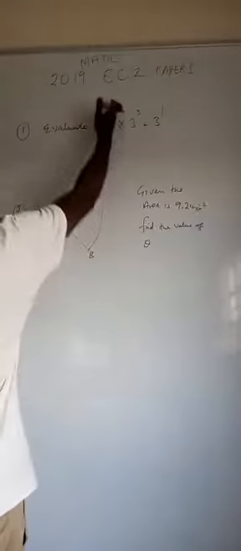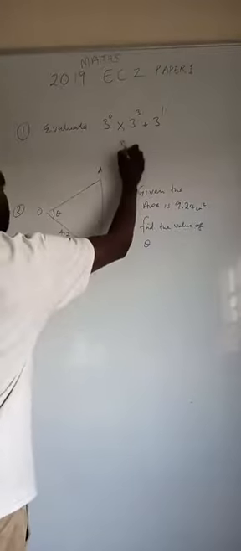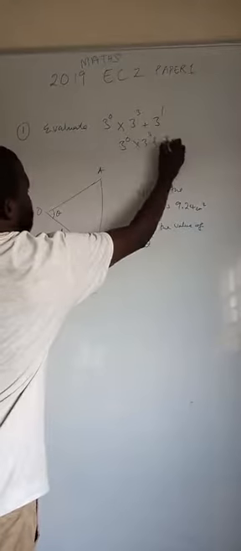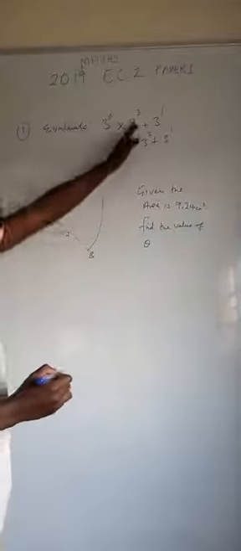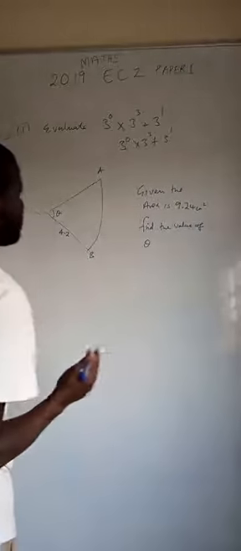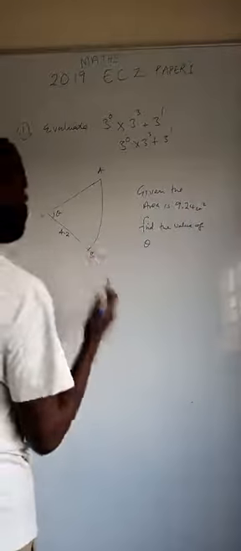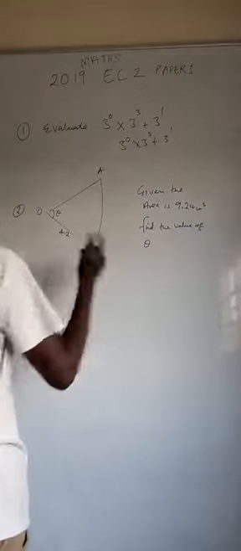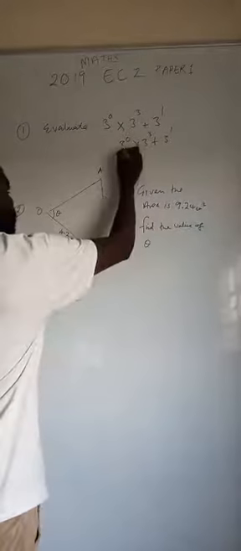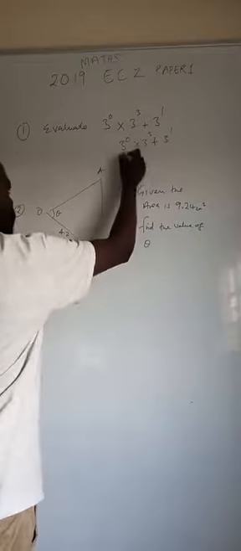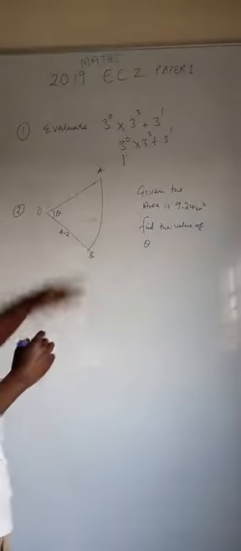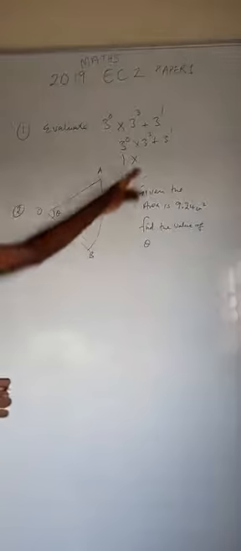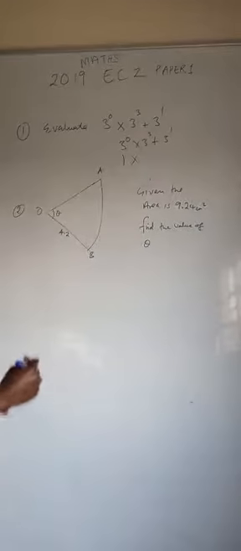Any number to the power 0, it doesn't matter whatever the number is. It could be a fraction, or a whole number, an even number, or any number. Just know that any number to the power 0 gives you 1. So 3 to the power 0 is going to be what? 1. So 3 to the power 0 is 1 times 3 to the power 3.